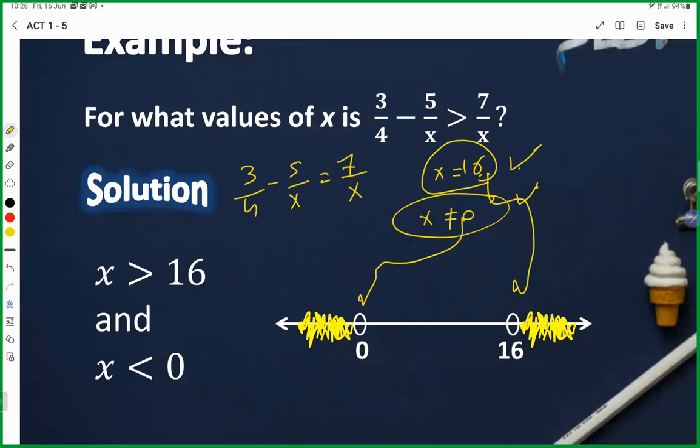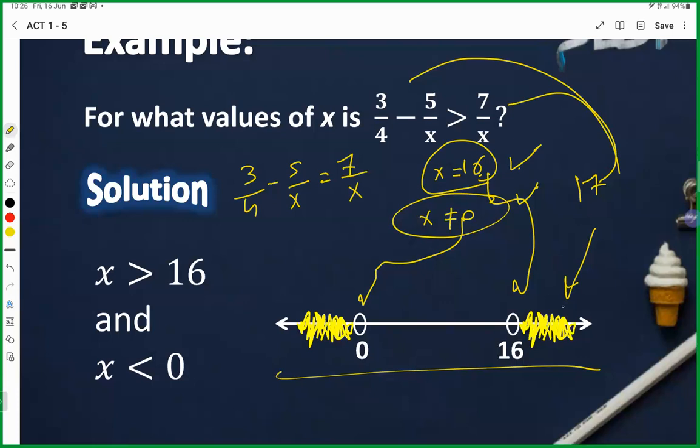So I need to now put it on a number line like this and check. Put a number greater than 16, for example, 17. So I'll put it inside the x and check. Does it work? Yes, it works.